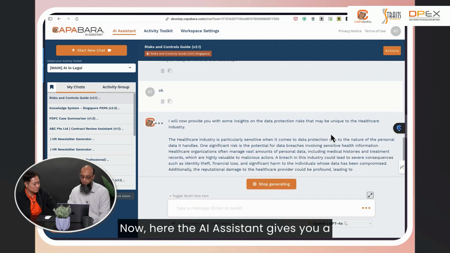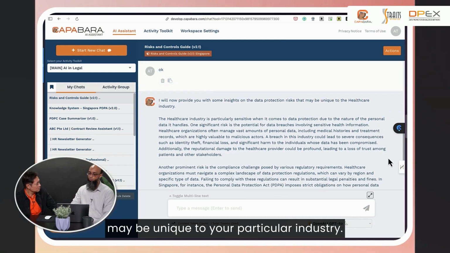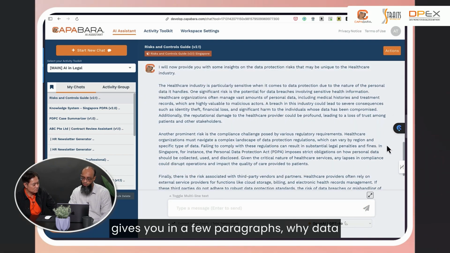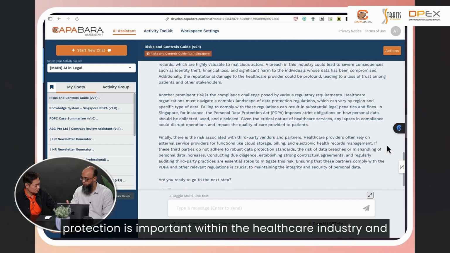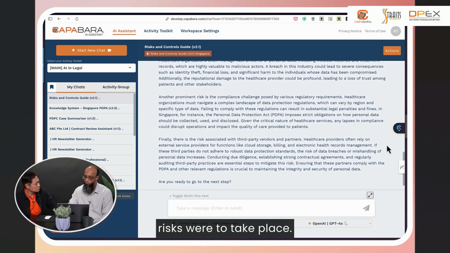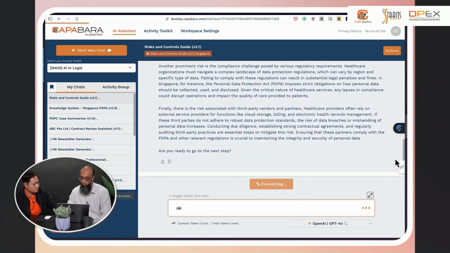Now here, the AI assistant gives you a quick rundown of some of the risks that may be unique to your particular industry. So we mentioned the healthcare industry, and it gives you in a few paragraphs why data protection is important within the healthcare industry and what could potentially happen, for example, if certain risks were to take place. So we move on to the next step.